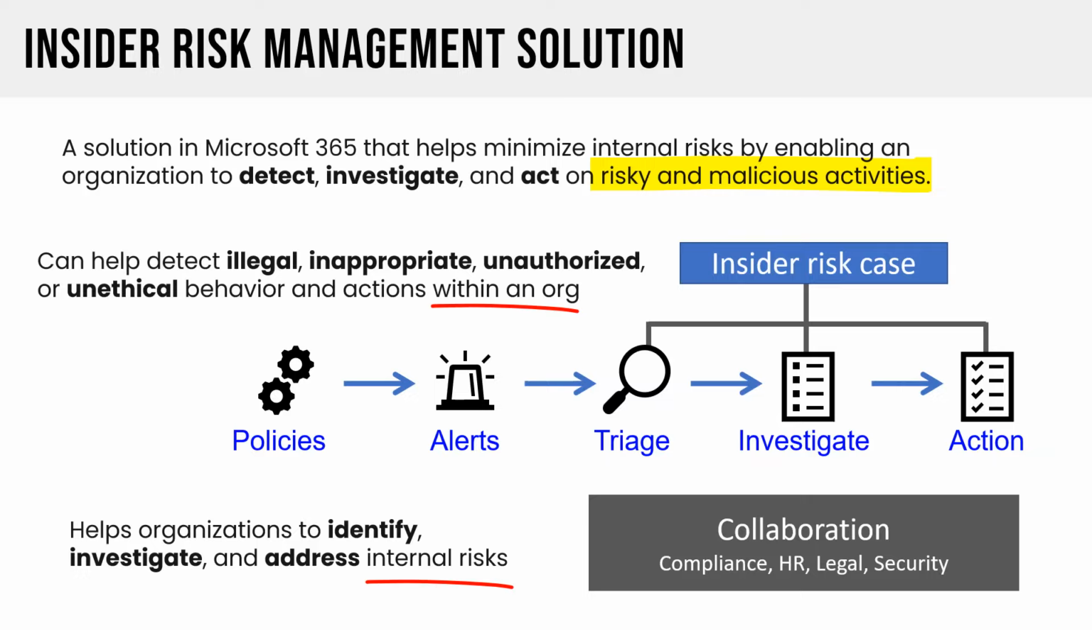Insider risk management allows us to set up a policy and define parameters. When the policy gets a hit, we get an alert, and the appropriate department and responsible parties can triage, investigate, and take action depending on what is found.